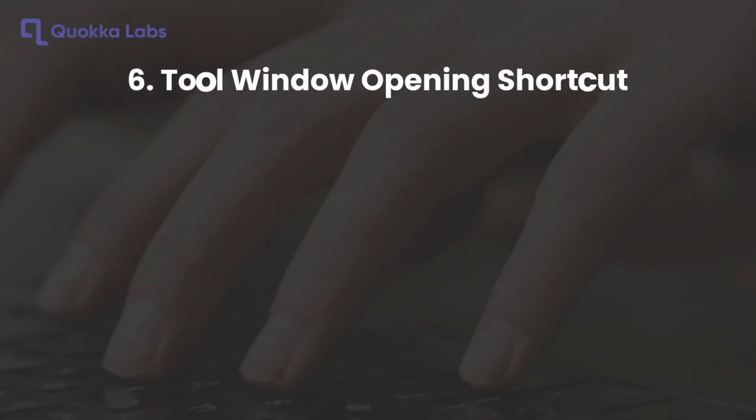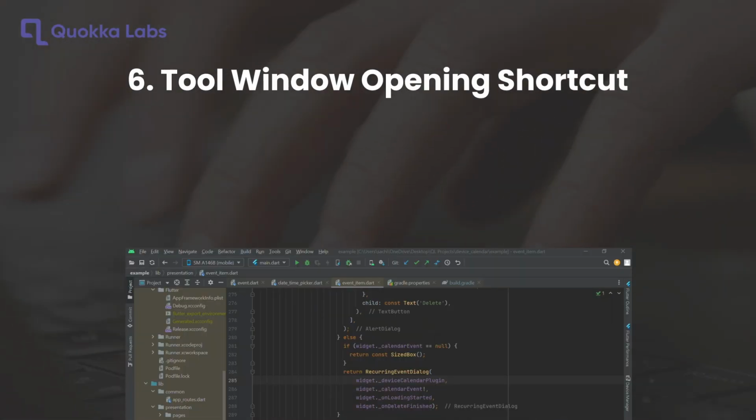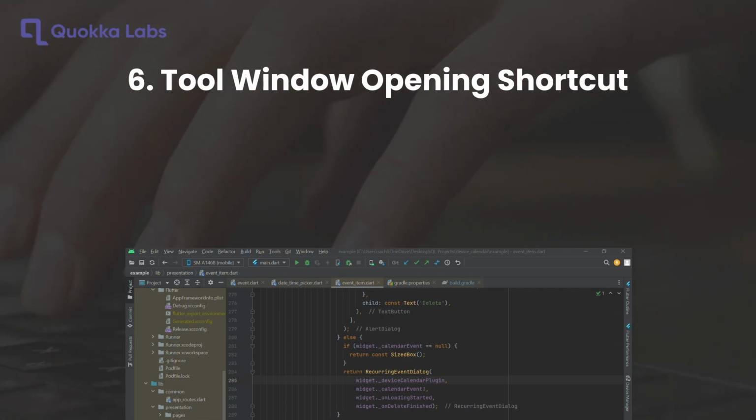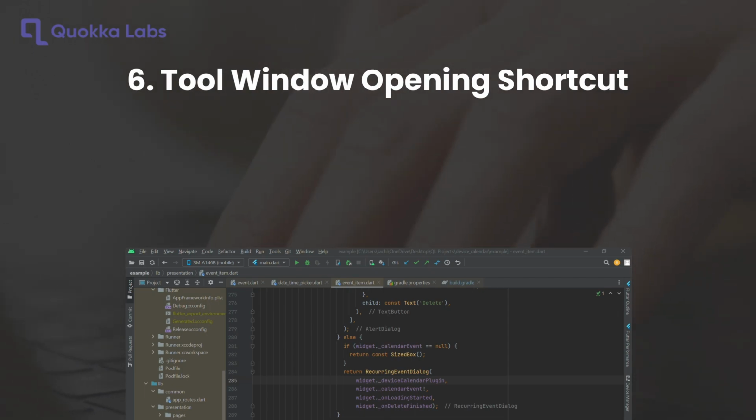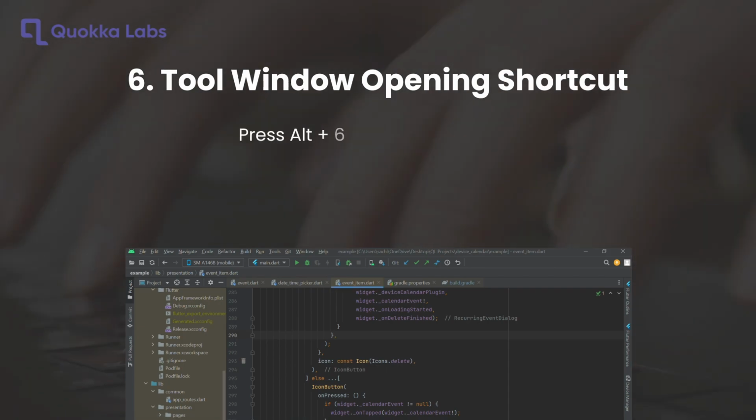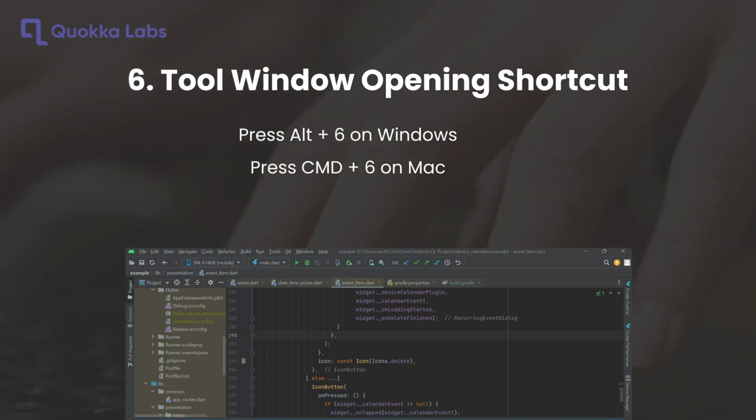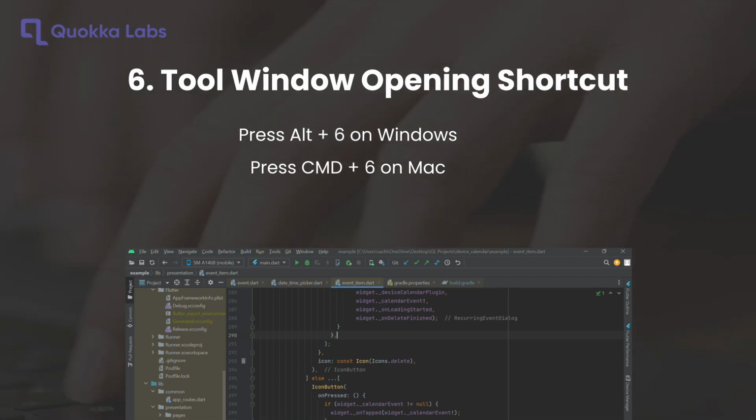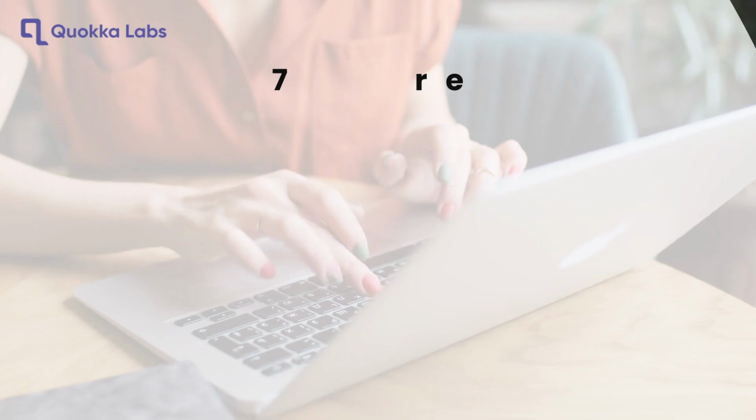The sixth tip is about tool window opening shortcuts. As you can see on the screen, in Android Studio, there are various tool windows for multiple tasks like project, to-do, logcat, etc. We can open these tool windows by clicking buttons, but we can also open them using keyboard shortcuts. As you can see on the screen, the logcat number is 6, so we can open that tool window with a shortcut by pressing Alt plus 6 in Windows, and on Macs Command plus 6. So let's move forward with the seventh tip.